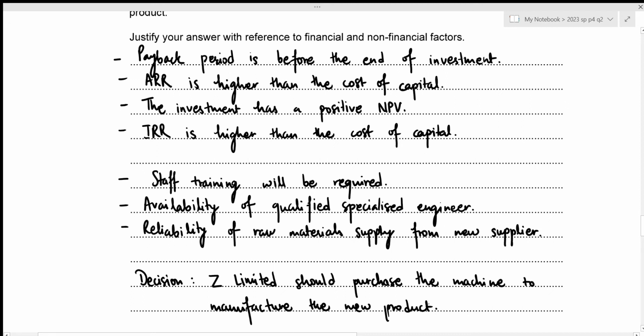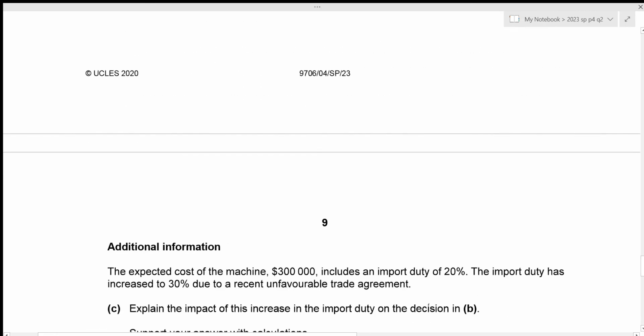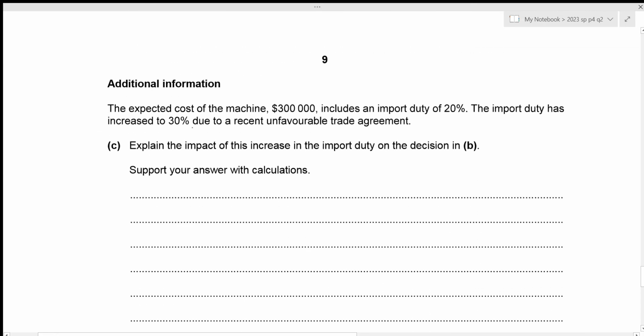Okay, now we can move towards the next part. We are given additional information. The expected cost of the machine, 300,000, includes an import duty of 20%. The import duty has increased to 30% due to a recent unfavorable trade agreement. Now we need to explain the impact of this increase in the import duty on the decision. In part B, we need to support our answer with calculations.